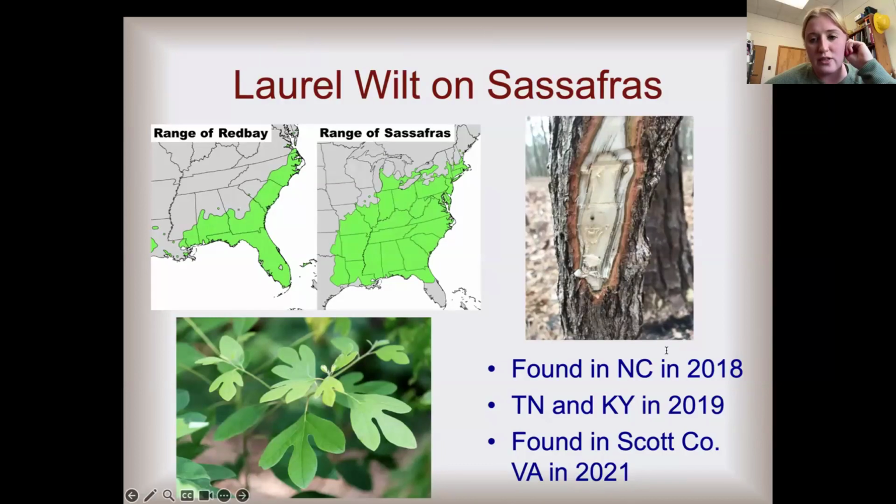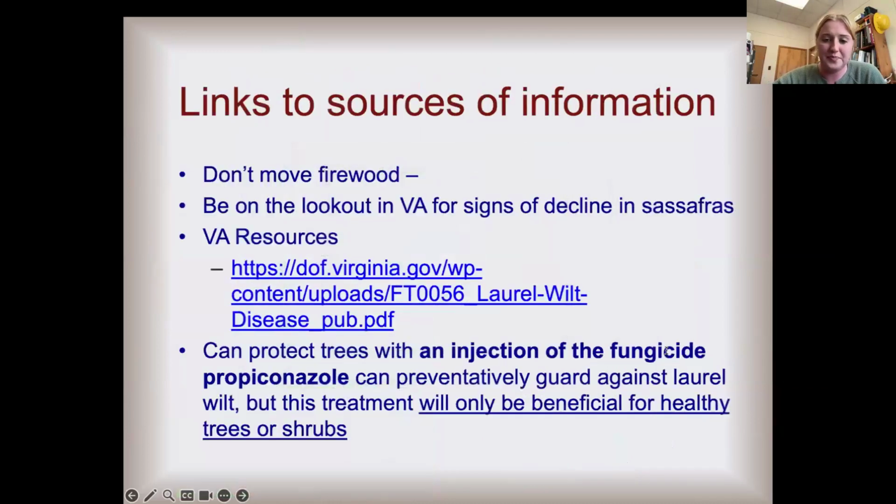There's really great potential for laurel wilt to keep expanding with that expanded range of sassafras. We don't really have a way to manage this pest right now. There's a lot being investigated, but pathogens are really hard to manage in the forest setting. So definitely be on the lookout for sassafras declining. There are, again, a lot of VDOF resources. Don't move firewood.